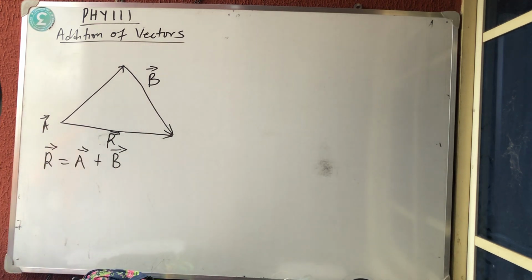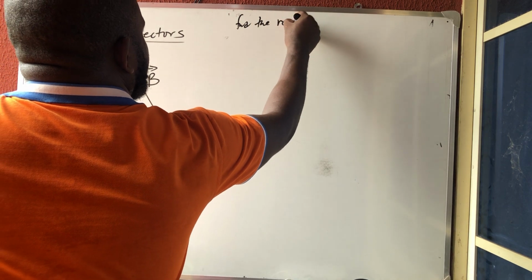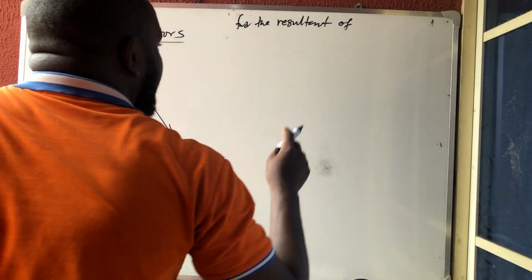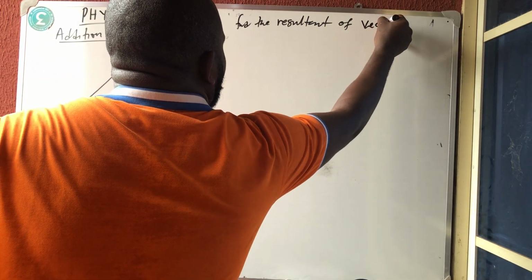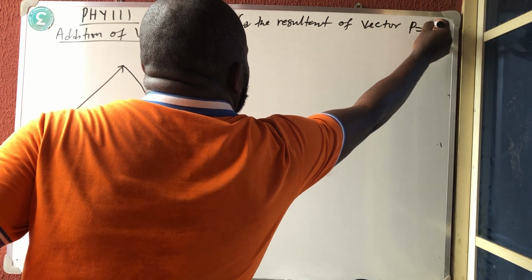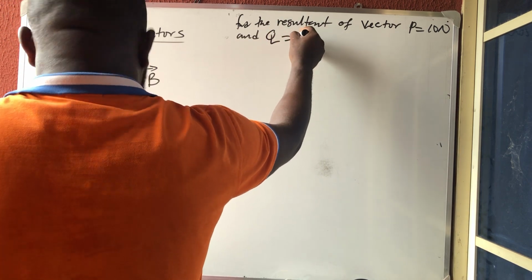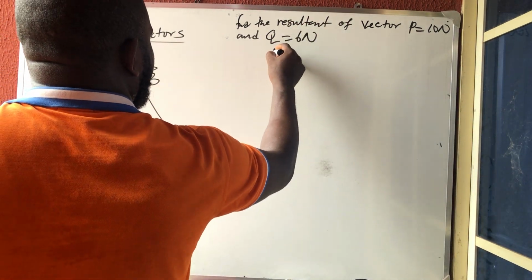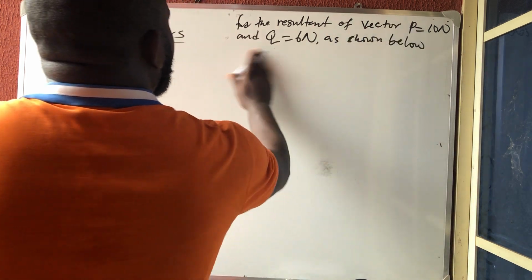Let me give you an example so you understand what I'm saying. Find the resultant of vector P, which is equal to 10 Newton, and vector Q, which is equal to 6 Newton, as shown below.